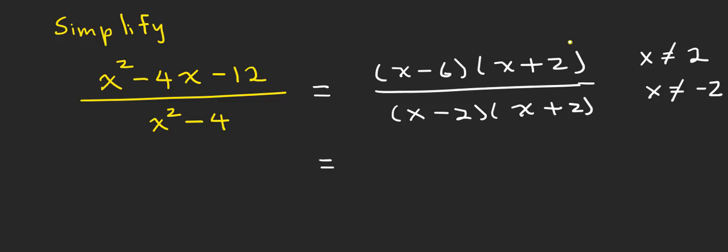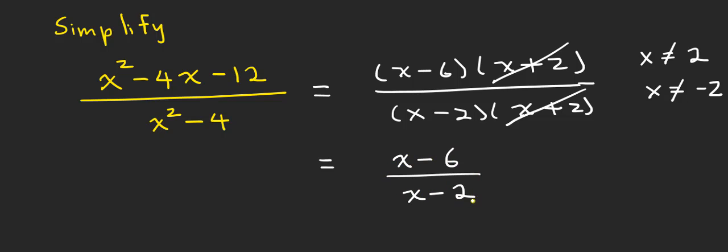So now, what can we cancel out here? We can cancel out x plus 2 and x plus 2. So we end up getting x minus 6 over x minus 2. And be careful, don't cancel out x and x. This is x minus 6 and x minus 2, so we cannot just cancel out the x and x. You can only cancel out when they're connected by multiplication.